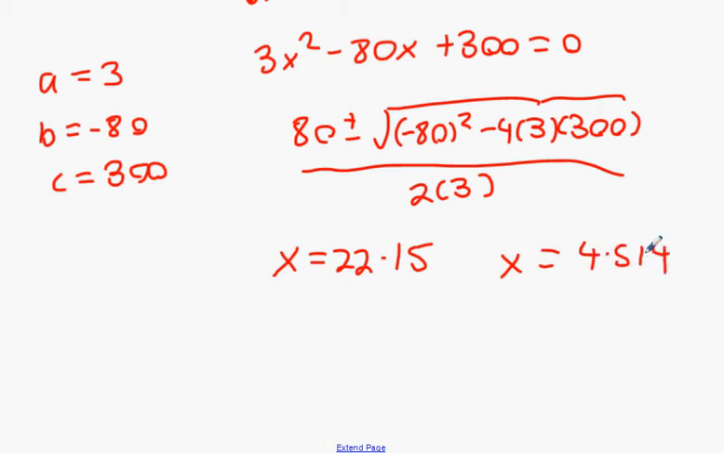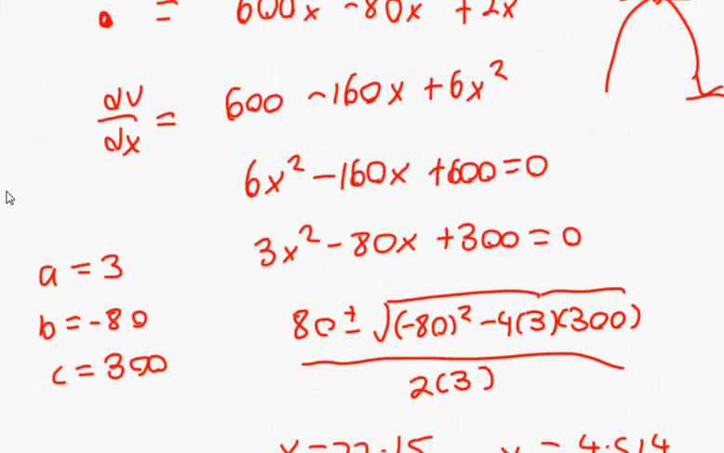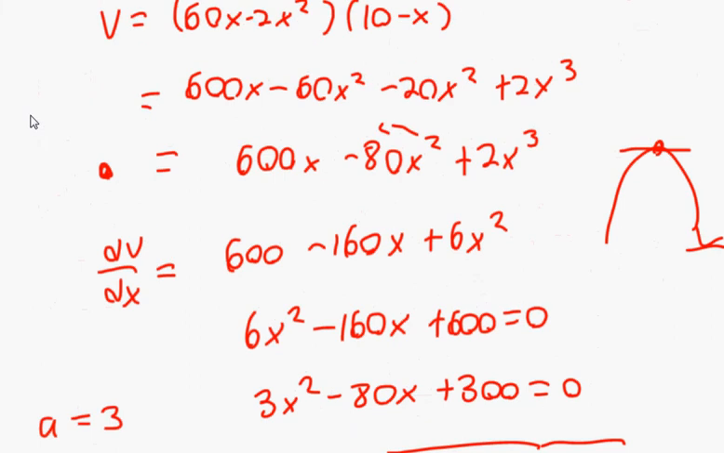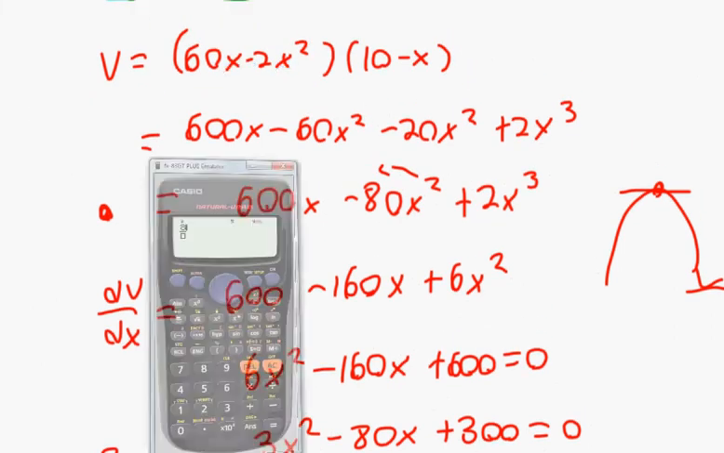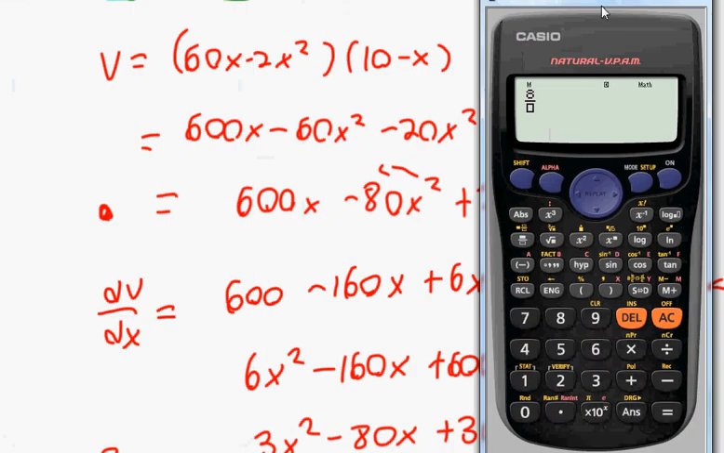Now look at this. This 4.514. If we throw that back into the original equation, where's the original equation? Up here, isn't it? And look at the answer it can get. So we know the x value that gives us the maximum amount. So it's going to be 60 times 4.51. Yeah? 60 times 4.51, take away 2 times 4.51 square.